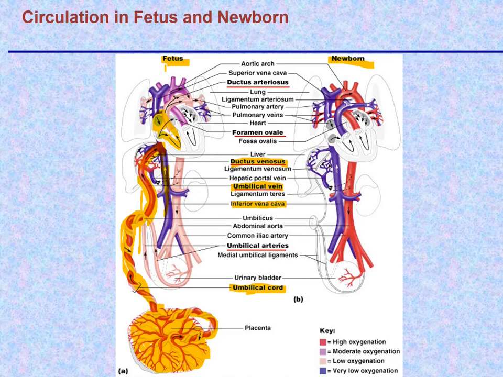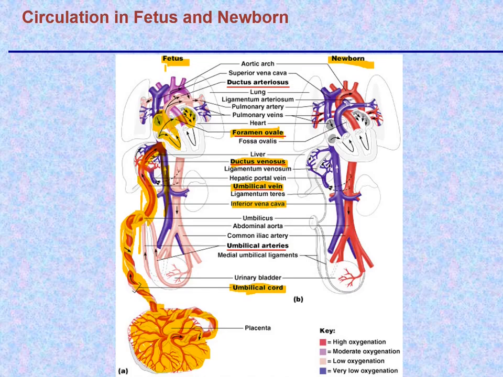But this blood has already received quite a bit of oxygen, and there's no air in the lungs in the developing embryo or fetus, so there's no point in sending it up there to the lungs. Therefore, there are some bypass structures. One of them is a hole between the right atrium and the left atrium called the foramen ovale, which can shunt blood across from the right atrium to the left atrium.